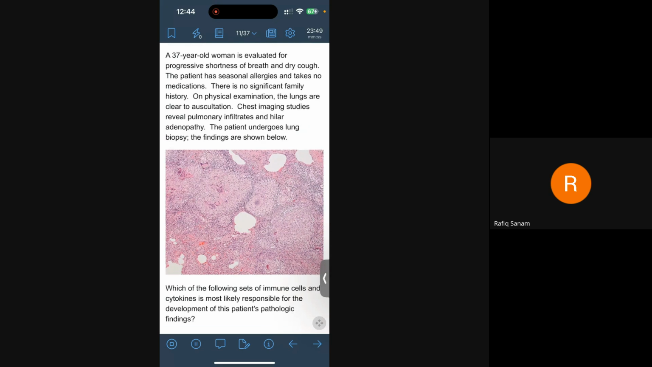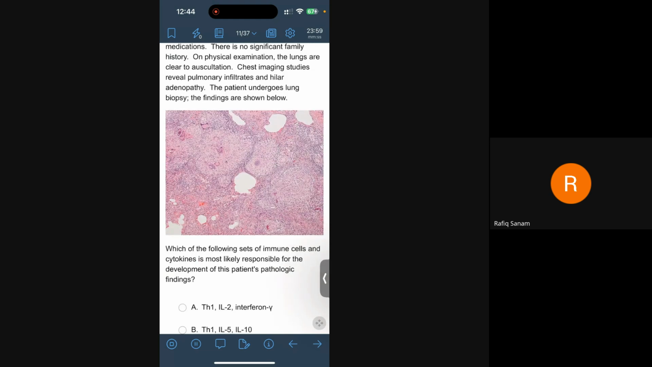A 37-year-old with progressive shortness of breath, dry cough, seasonal allergies, clear lungs at auscultation, pulmonary infiltrates, hilar adenopathy. In the histology photo, can you tell me what is visible? These are the granulomas. Caseating or non-caseating? Non-caseating granuloma. Very good.